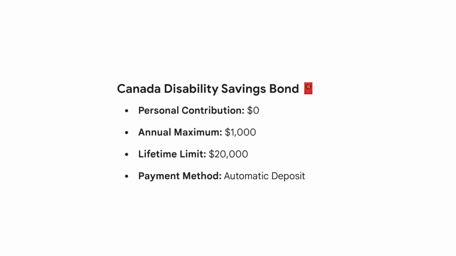As for the Canada Disability Savings Bond, it is even simpler. If family income is below certain thresholds, the government will deposit money into the RDSP, even if no one contributes anything. The bond can be as much as $1,000 per year, with a lifetime maximum of $20,000.